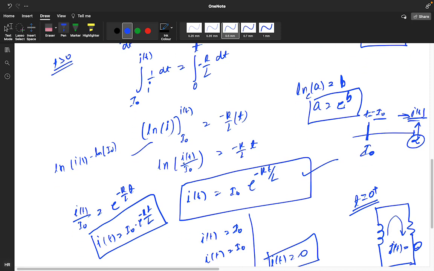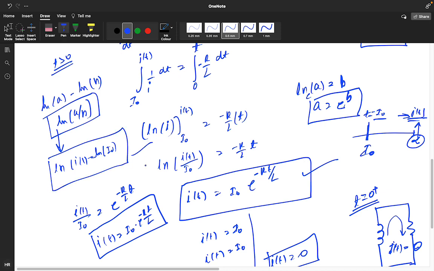After putting the values, this will be ln I of t minus ln I naught, and we know that ln a minus ln b is nothing but ln a by b. These things we study in mathematics, and so from this we got ln of I of t divided by I naught equals minus RT by L. Okay, after solving this, we will get I of t equals I naught e power minus RT by L.